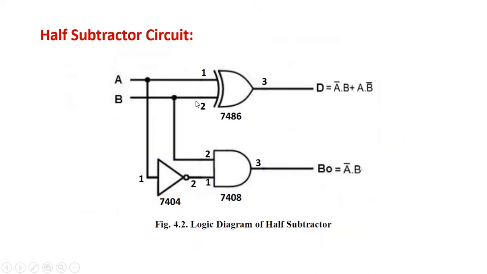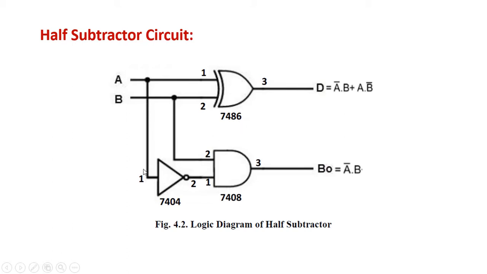Now this is the circuit for half subtractor. We require 3 ICs: XOR IC 7486, NOT IC 7404 and IC 7408. We will give the two inputs A and B to the first and second pin of this XOR IC, and we will get the output from the third pin of this XOR IC.